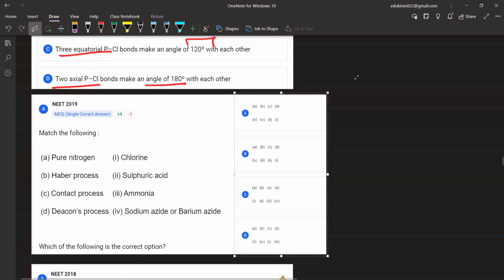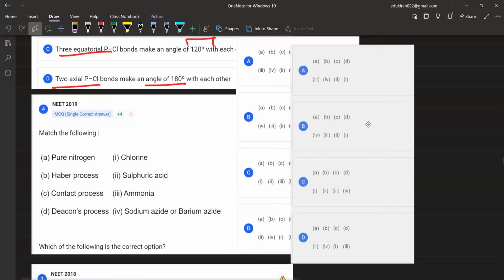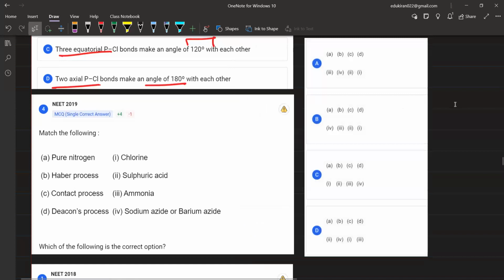Out of this, you should at least know the Haber process. Let me tell you what you should know. You should remember what Haber's process is. What do we make with the Haber process and the contact process? At least these two processes should be memorized, committed to memory.